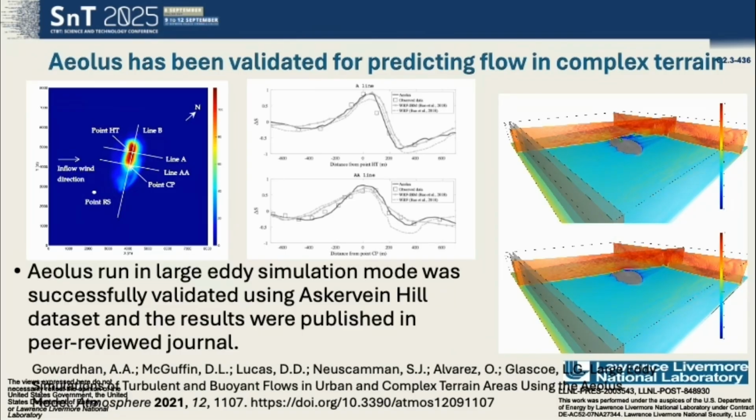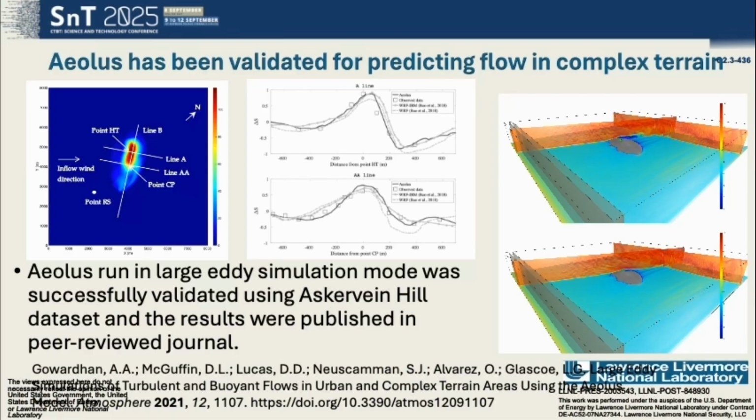We have done our due diligence. We have validated our model with existing data. So this is the case for complex terrain. You can see there is a hill in the middle of the domain, and along the cross section of the hill, along the flow line, a lot of measurements were taken at two different lines, line A and line AA, shown in the top left figure.